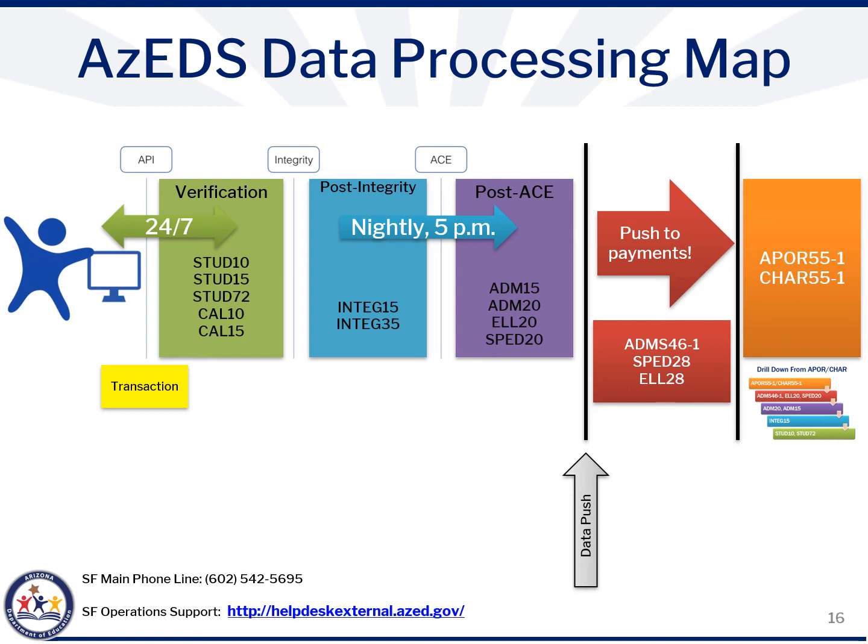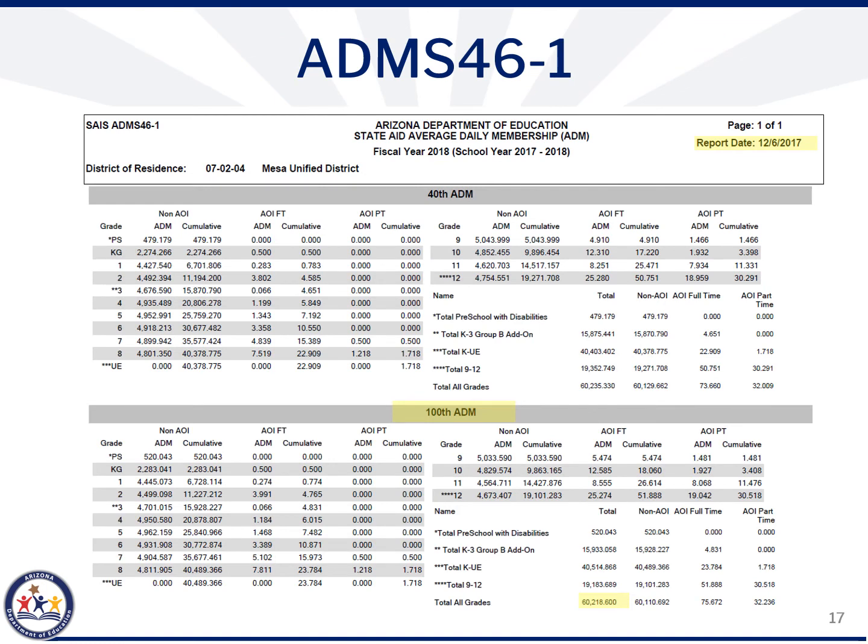Once you've validated that all of your students have landed and they're on the ADM 20 that you expect, the night of data capture, the next day an analyst comes in and does the process of data push, which then creates the 46-1, the SPED 28, and the ELL 28. The 46-1 is generated the next morning as a result of the ADM that is in AZEDS as a result of data capture the night before. The 100th day ADM is what is used for your payment for the following month.